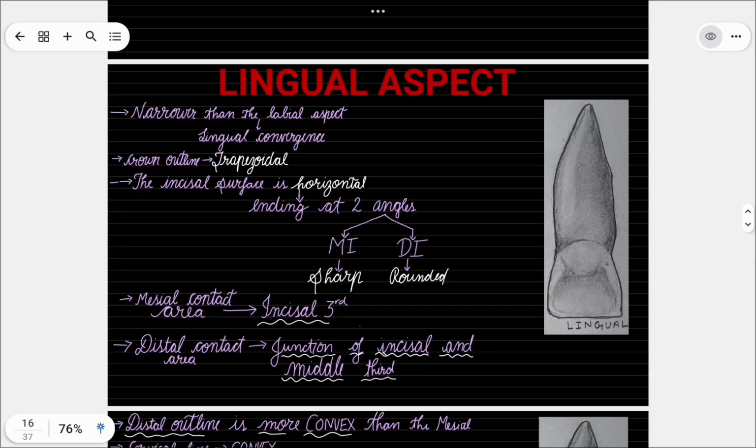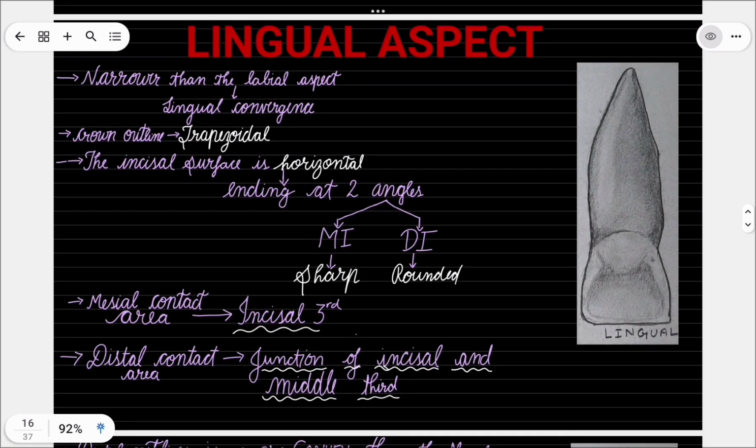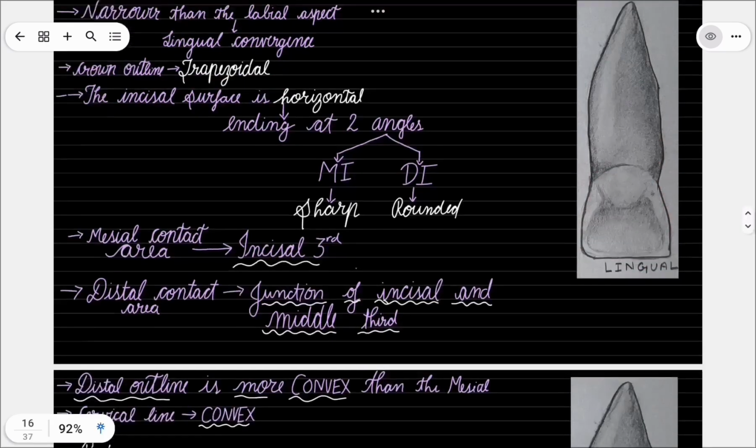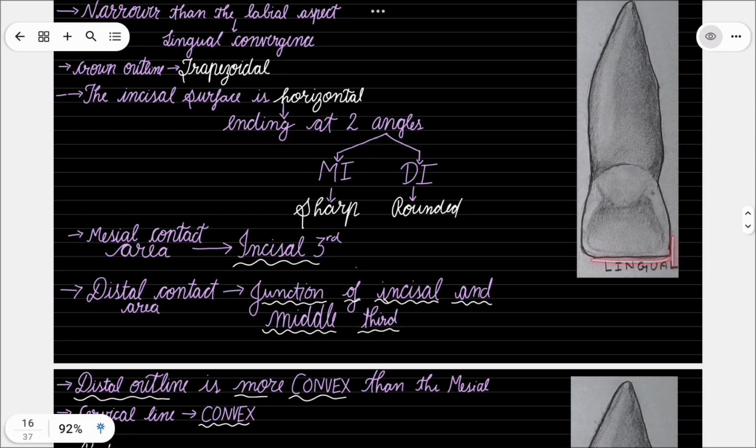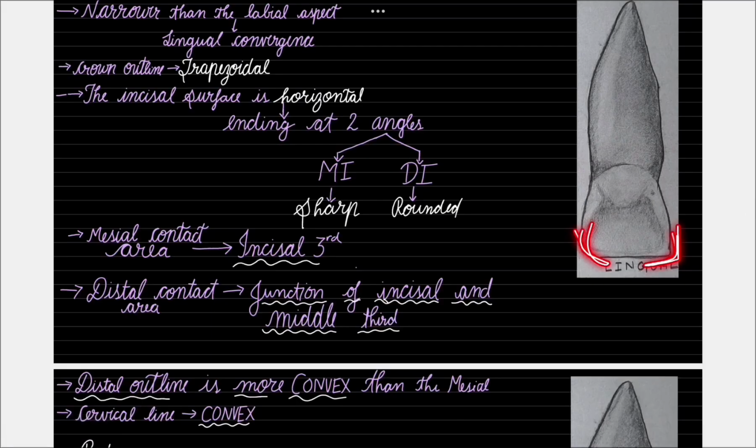Moving on towards the lingual aspect. Most of the characteristics from the labial aspect are similar in the lingual aspect also, except that from the lingual aspect, the crown is narrower. See, the crown is narrower. There is lingual convergence on the lingual side. As you can see, crown is narrower. So the outline of the crown is trapezoidal, shorter side towards the cervix. We have two angles, the meso-incisal and the disto-incisal angles. Meso-incisal is sharp, disto-incisal is curved.